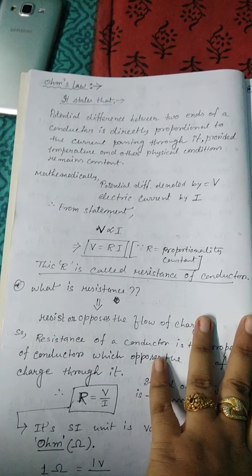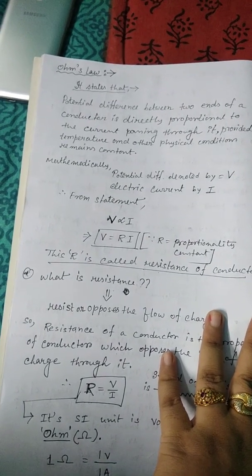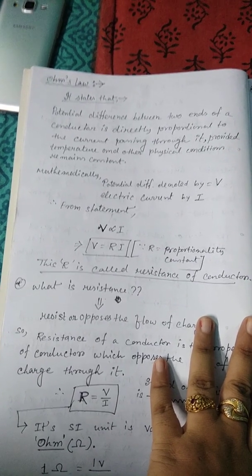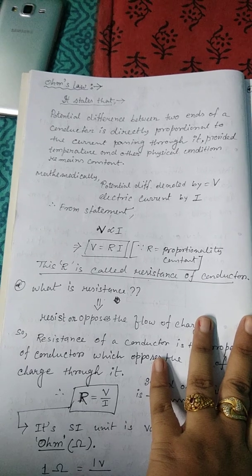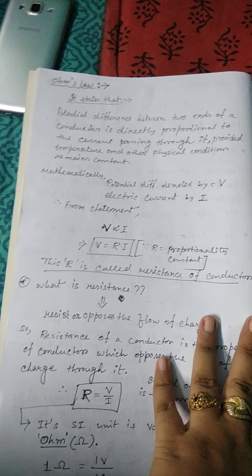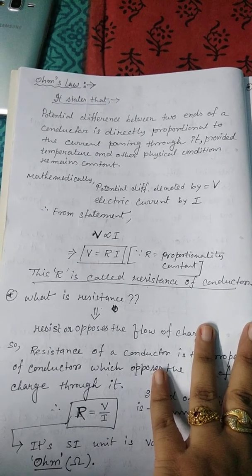So there is a relationship between that potential difference and electric current, and from this law we get that relationship. This was discovered by the scientist Ohm, that's why this law is called Ohm's law. So let's see what the statement is.